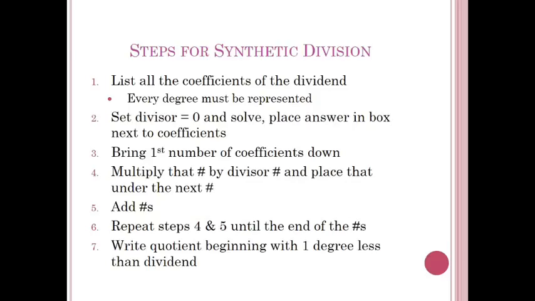Okay, so now here are our steps. You list all the coefficients, then you bring the first number down, multiply it and put it under the next number, and add your numbers. This time you don't have to change signs or anything, you just add them up, and you repeat steps 4 and 5 until the end. And your quotient has one degree less than your starting point, your dividend. So I'm going to work some examples.